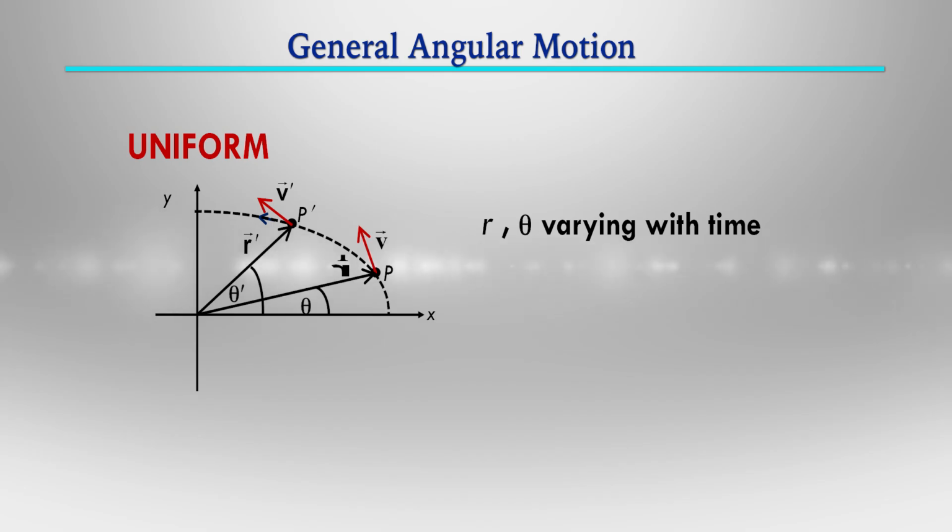So, in general angular motion, in contrast to circular motion, either uniform or non-uniform, the distance of the particle from the center or the origin changes with time. So, basically both r and theta vary with time. So, when you talk about the rate of change of theta, that is d theta by dt, in this case you must also talk about the rate of change of r with time, which is the rate of change of the distance from the origin with time.